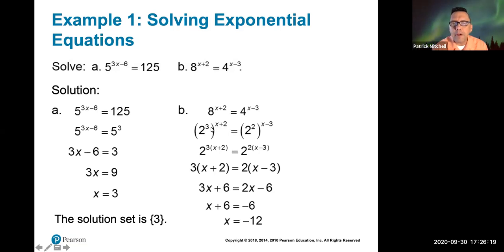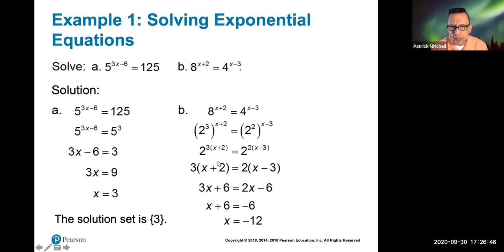And then use properties of exponents. Remember the property that says a to the m to the power n equals a to the power m times n. So that's what I'm using here. So multiplying 3 times x plus 2, and I do the same thing over here. So now our equation is in the form b to the m equals b to the n.